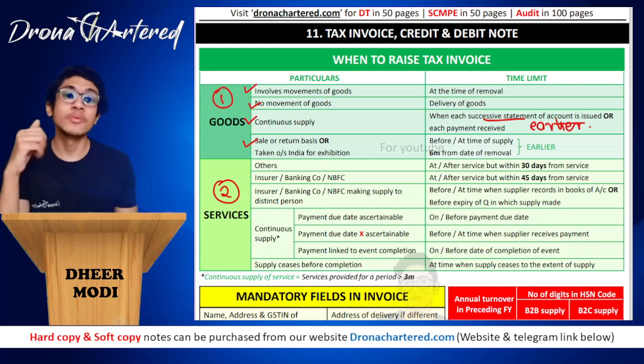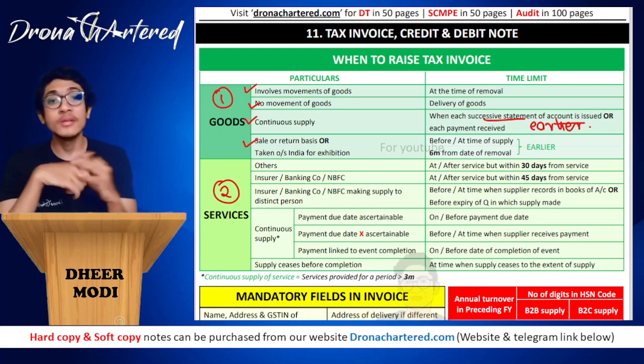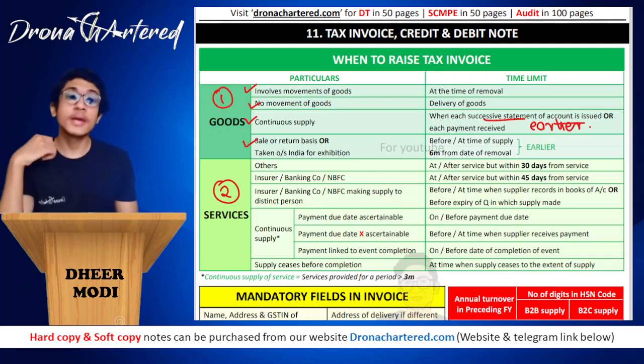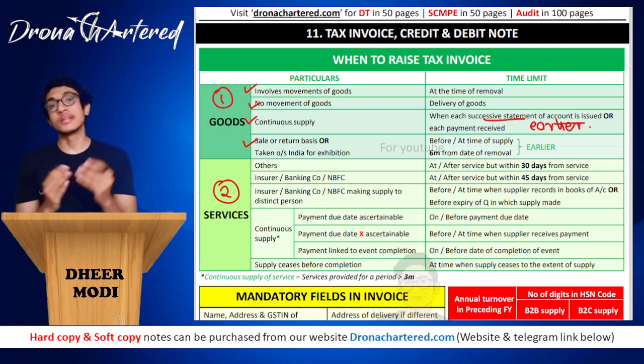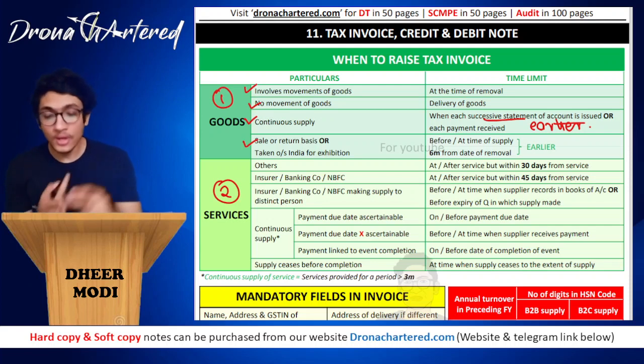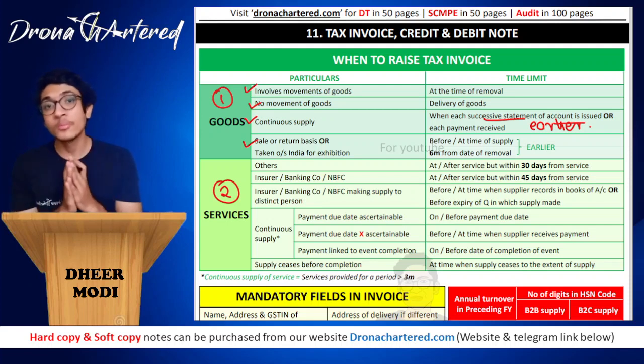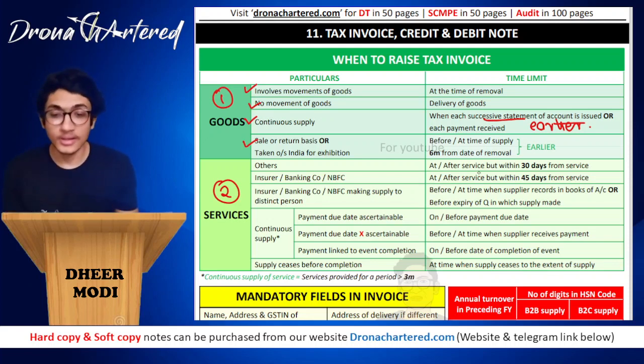Before or at the time of supply, that is when you receive the acceptance, that will be considered as your supply, or 6 months from the date of removal, whichever is earlier. That is whenever you receive the acceptance, or 6 months from the date of removal from your warehouse, whichever is earlier, that will be considered as the date when your invoice should be issued.